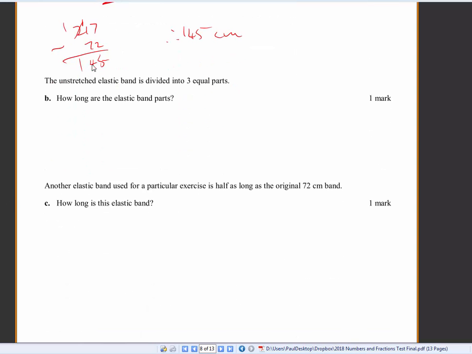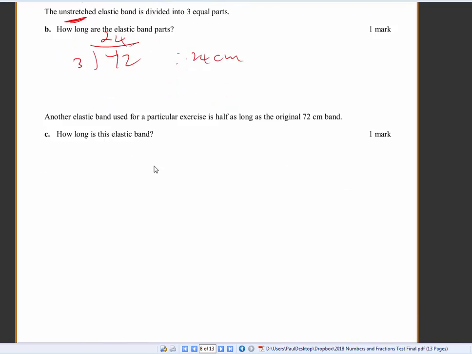Alright, the unstretched elastic band is divided into 3 equal parts. So it's the unstretched one, which was the 72 centimeter one, and we're going to divide it into 3 parts. So that is 2 with 1 remainder, 4, therefore 24 centimeters is the length of each part.